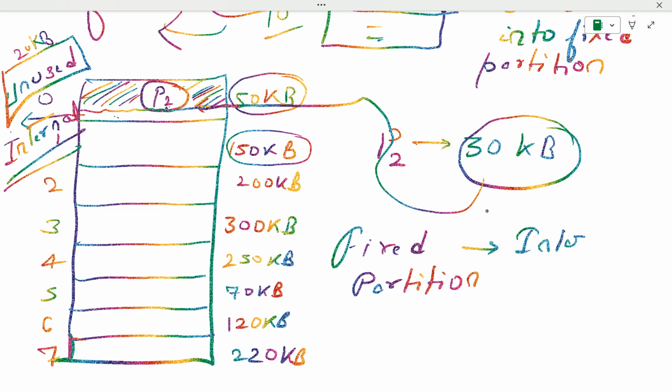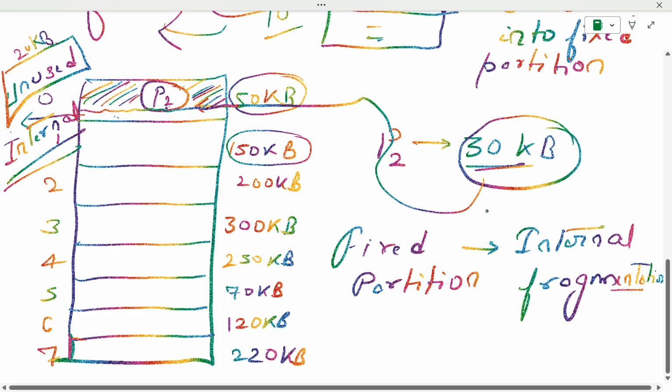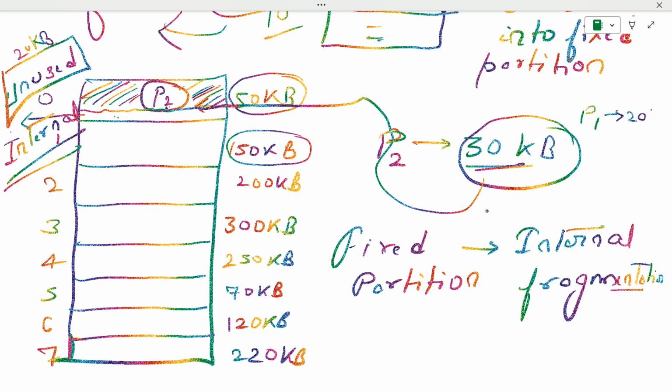Internal fragmentation means that if a process is assigned which has a smaller size than the partition size, then the remaining space remains unused. We can't assign it to another process. Well, actually, let's say another process P1 comes that requires 20 kb, then it can be assigned here. But it depends. If P1 comes with not 20 kb but 220 kb, then this 220 kb cannot be assigned into this space. It has to be assigned in this 300 kb space.